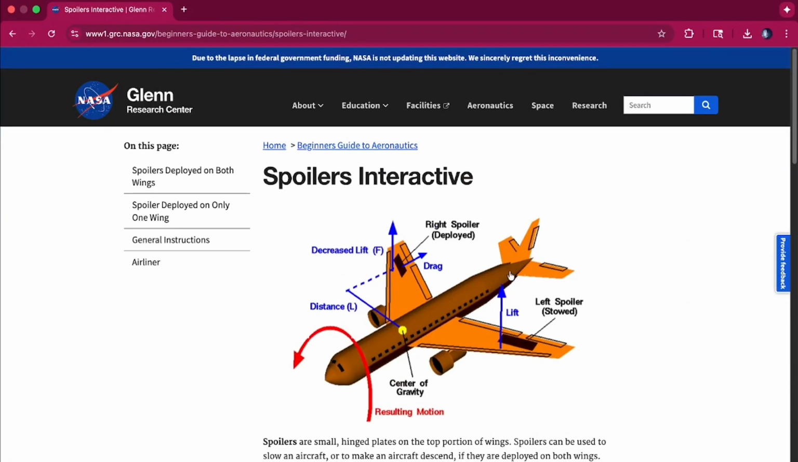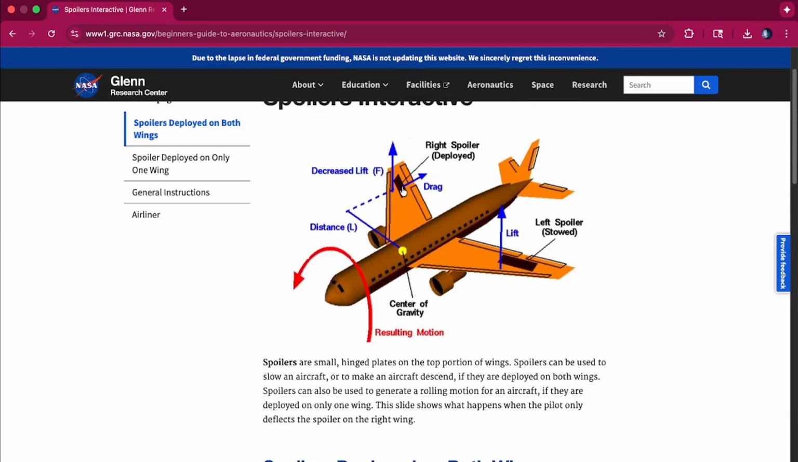So the spoilers, you can see here that this is a bit different. We have drag on these parts of the plane. These are the spoilers. They essentially affect the drag. We also have the decreased lift. The lift is essentially up.